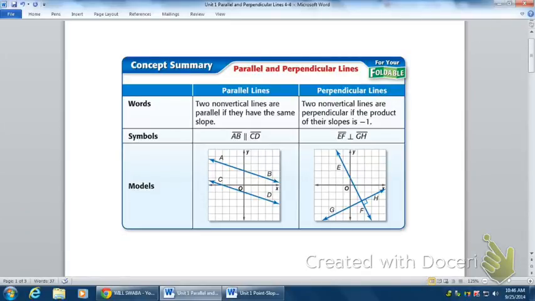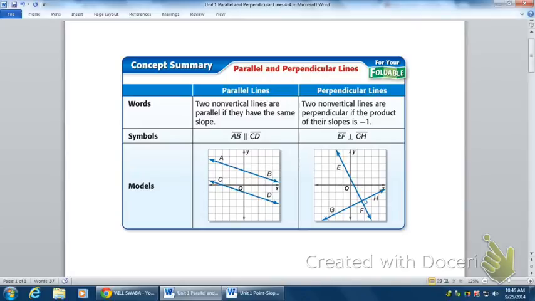The main things I want you to know about parallel and perpendicular lines. Okay, first of all, let's talk about parallel lines. They're probably the easiest ones. Two non-vertical lines are parallel if they have the same slope. So the only thing you need to be looking at is if it has the same slope.